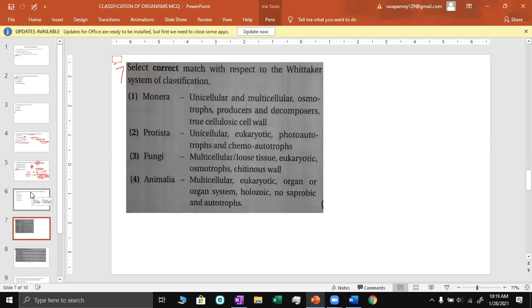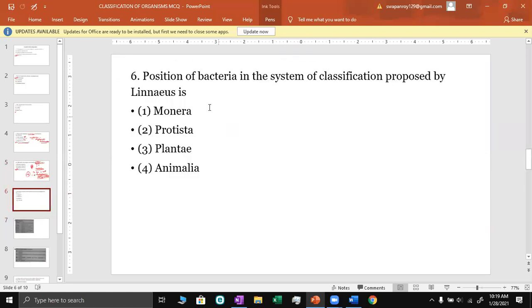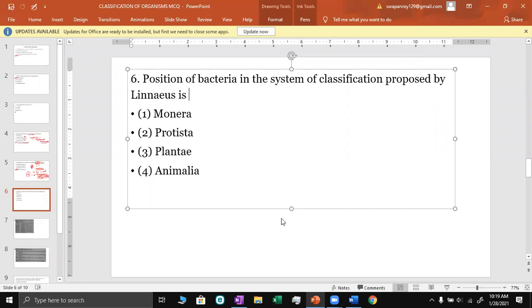Next is the position of bacteria in the system of classification proposed by Linnaeus. This is the Monera, Protista, Plantae, Animalia, where the bacteria has been kept. Bacteria has been kept in which group? Plant, yes.